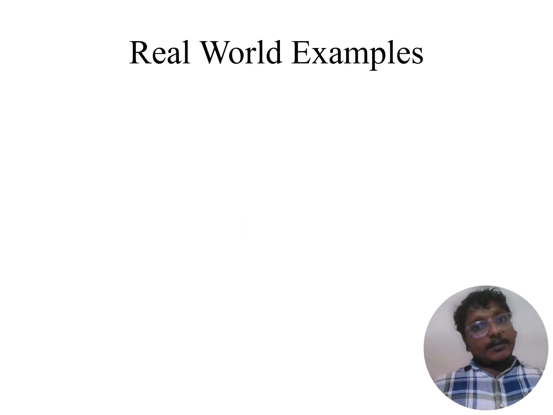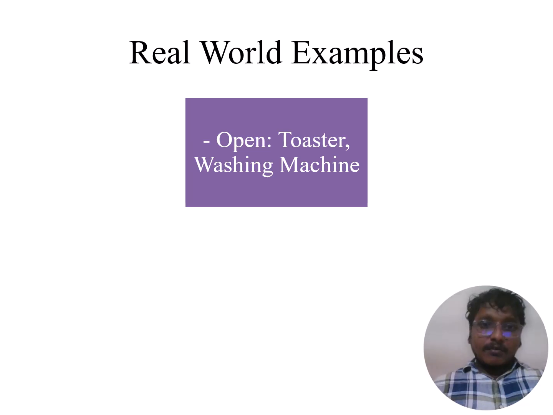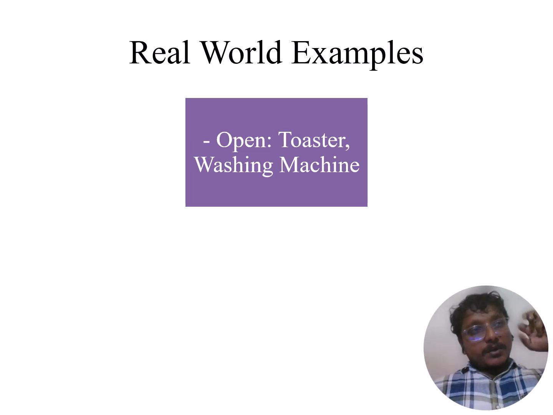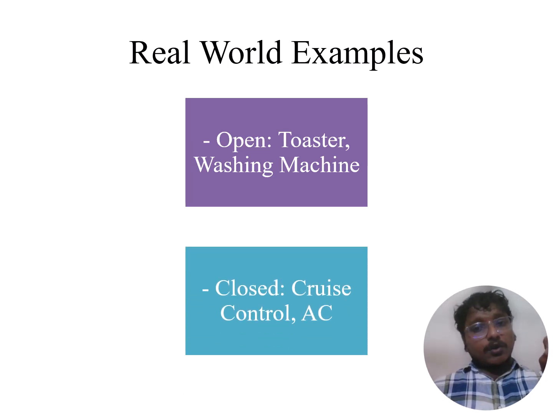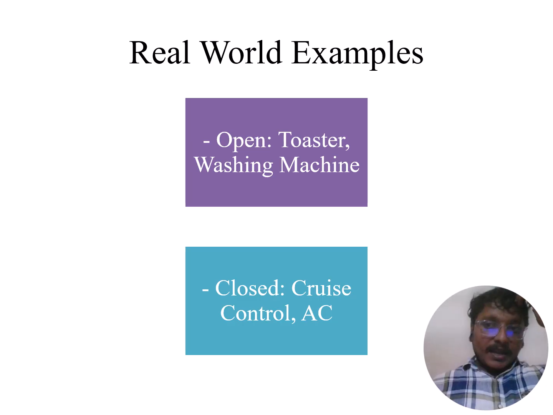And the next one is real world examples, because we need to see where exactly they happen. For the open loop system, we have a bread toaster, which doesn't care whether the bread is heated or toasted correctly or not. It will see the temperature and send it back. That's it. The washing machine is the same: it doesn't check whether the dirt is removed or not. The next one is the closed loop: cruise control or AC. Cruise control means simply like a bike or EV vehicles. These are the real world examples.